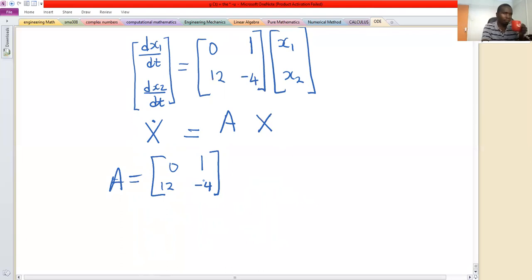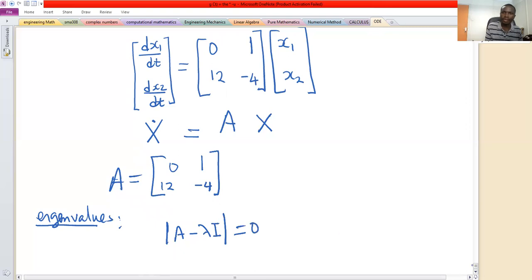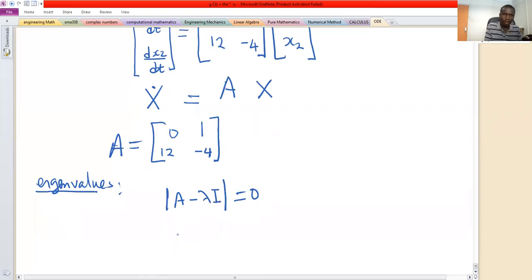So next step, now we get the eigenvalues of the matrix A. Eigenvalues are obtained by solving the determinant of A minus lambda I equals 0. So we'll have 0 minus lambda is minus lambda, 1, 12, and then minus 4 minus lambda. The determinant should give us 0.